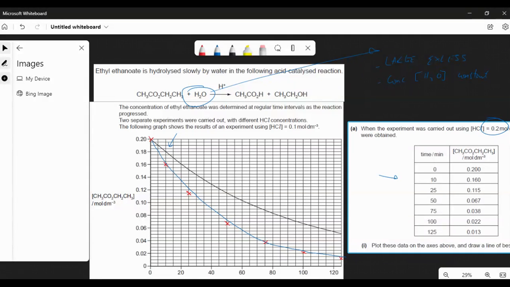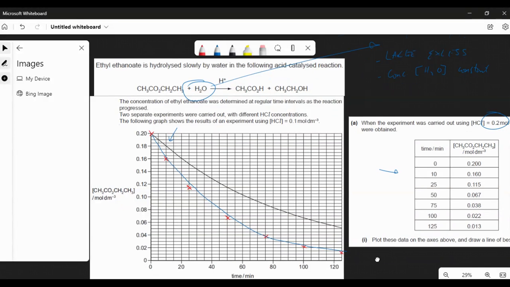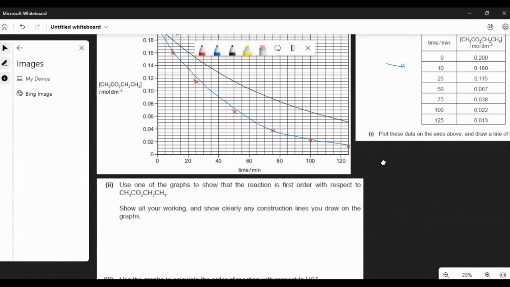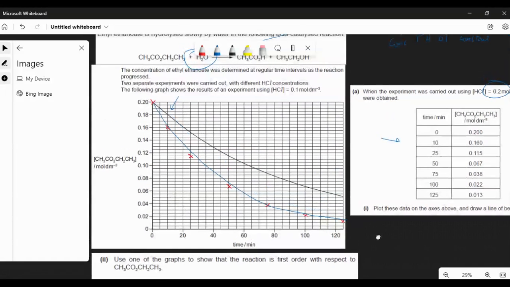I've drawn the graph. I'm sure you can all do that. Then it wants us to use one of the graphs to show that the reaction is first order with respect to the ethyl ethanoate. Draw construction lines. Now I'm obviously going to use their graph in case my graph's not very good. So I would use construction lines here. Let me use this pen, and I'd go from point 2 to point 1, and I go across here, not very well, but you know what I mean.